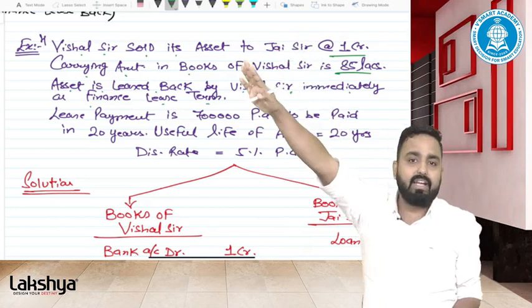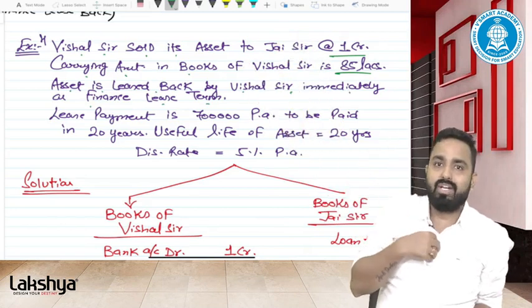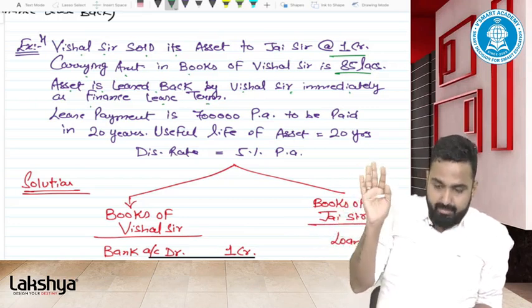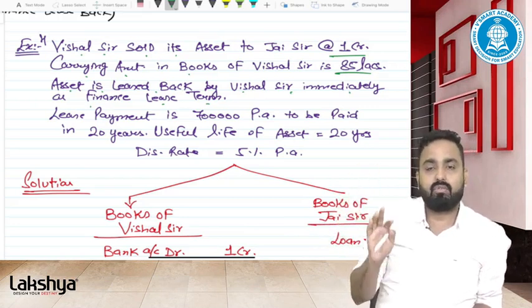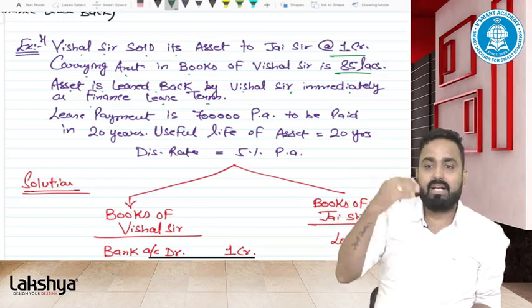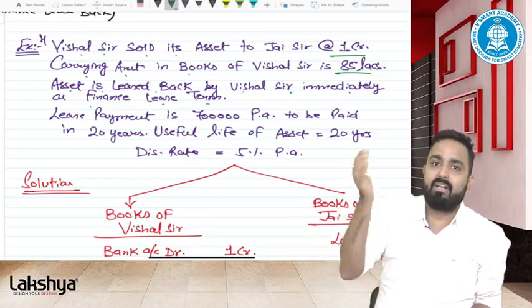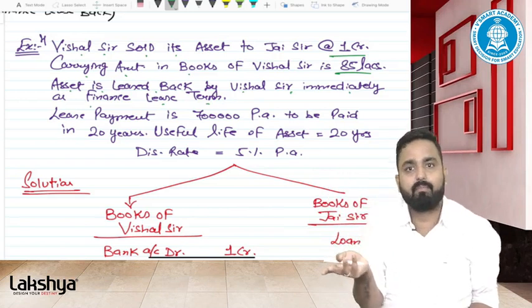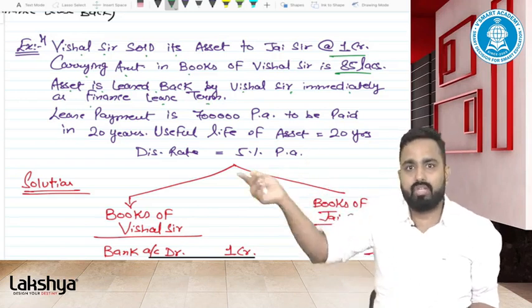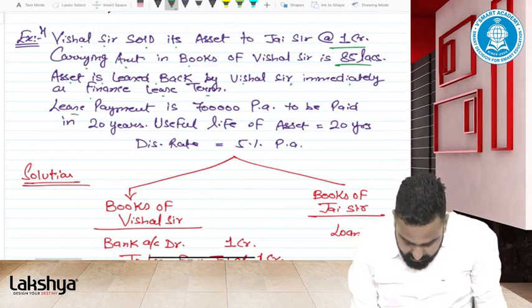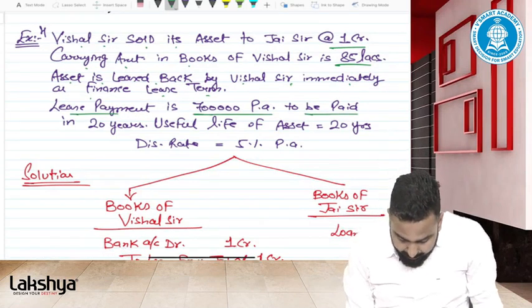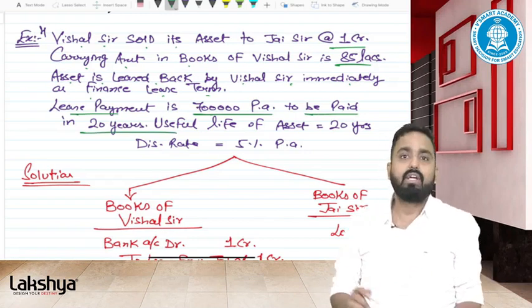So technically, Vishal sir sold its asset to Jay at 1 crore. The carrying amount of the asset in the books of Vishal sir was 85 lakhs. But as soon as the asset is sold, the same asset has been taken back on finance lease by Vishal sir. Technically, the control is not passed on to Jay. Now, the lease payment is 7 lakh per annum.